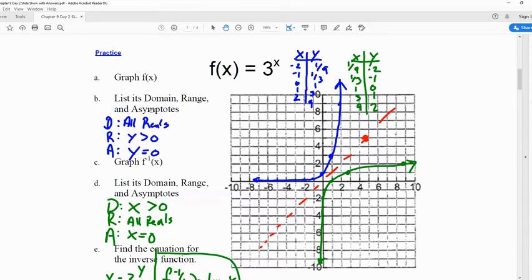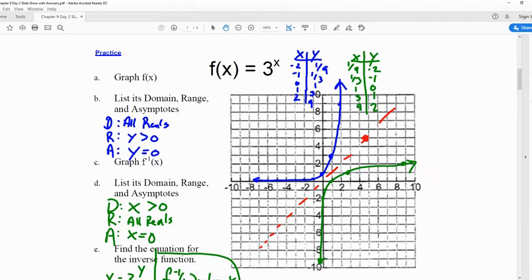List the domain, the range, and the asymptotes of our function here. For the domain, I can use any x that I want, so that's going to be all reals. The range is going to be only y values that are greater than 0. We only have graph up here on the top part. And there is a horizontal asymptote at y equals 0, since in the negative direction I'm getting closer and closer to 0. This is going to keep moving to the right, so there are not any vertical asymptotes.